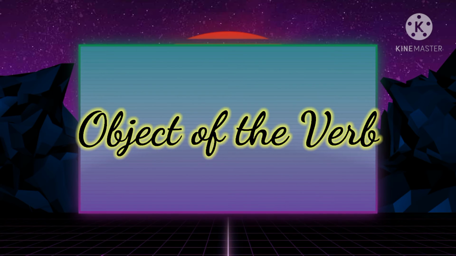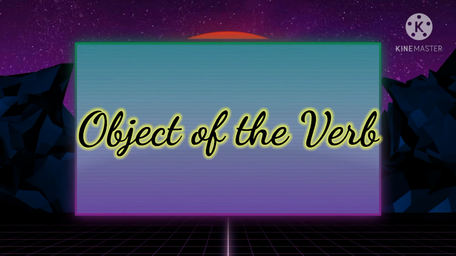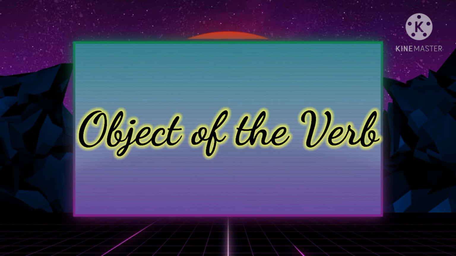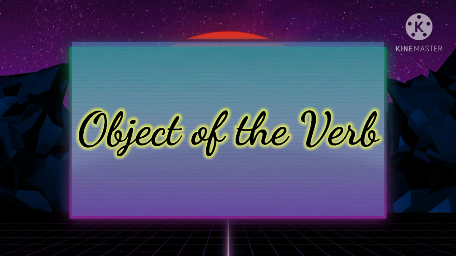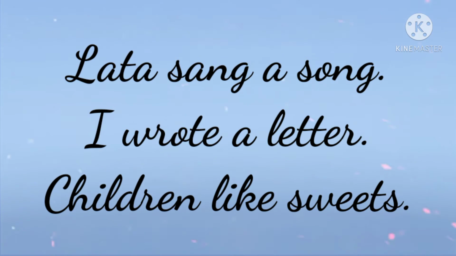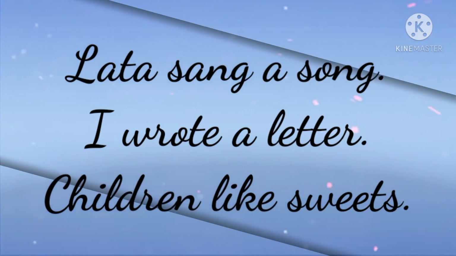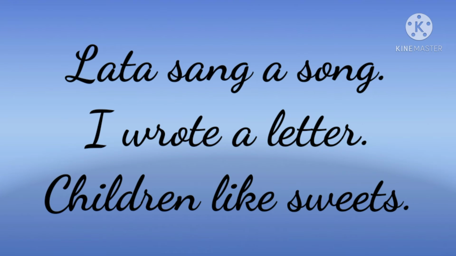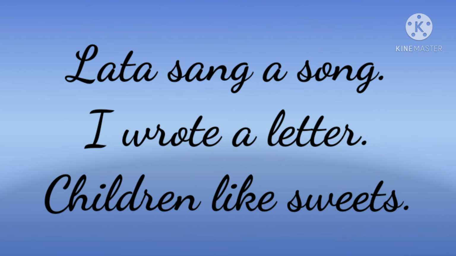Next one, object of the verb. If we frame a question using the verb with the word what or who, the word that answers the question is the object of the verb. Let's read these examples. Lata sang a song. I wrote a letter. Children like sweets. Children, in each of these sentences, the verb takes an object. Song, letter, and sweets are objects.